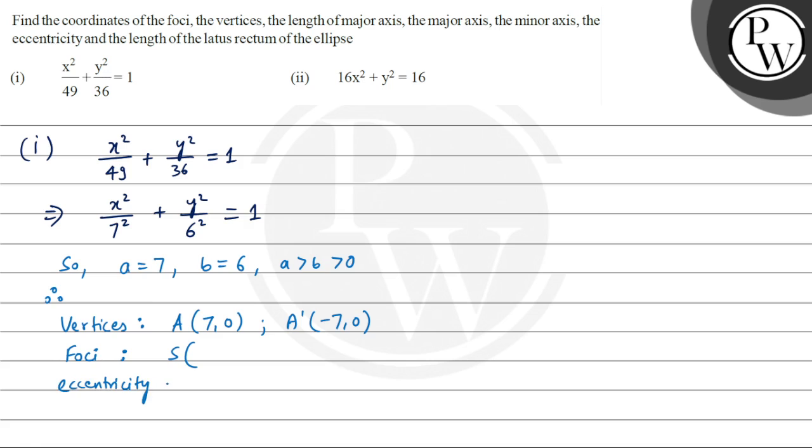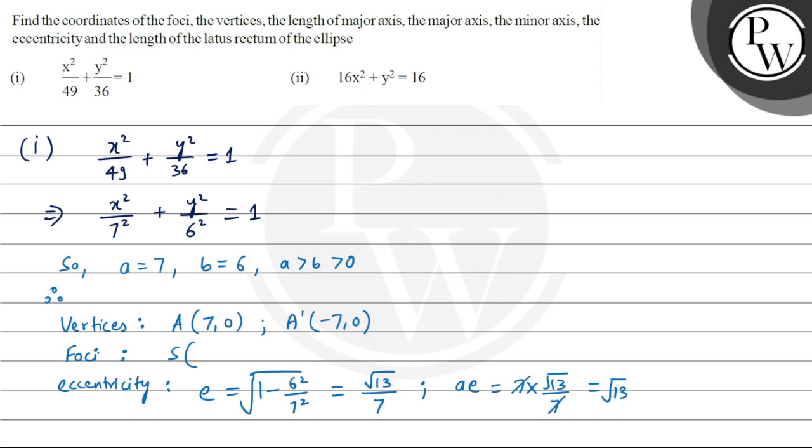E will be equal to the square root of 1 minus b square upon a square. So 6 square upon 7 square. Solving it, we will have root 13 upon 7, right? So if we have the value of e, we can also calculate ae. So ae will be equal to 7 into root 13 by 7, and that would be root 13, right?